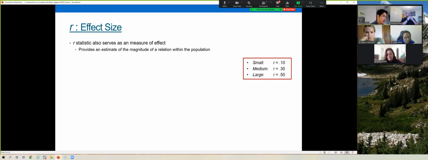That would be medium. Wait, was that D or R? So here's our benchmarks for Pearson correlation: 0.1, 0.3, 0.5. So BDI and PTSD were correlated 0.535 or something like that. How would we qualify the magnitude of that association? It was large. Large, right?